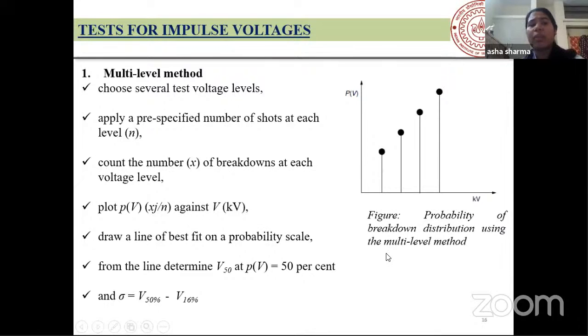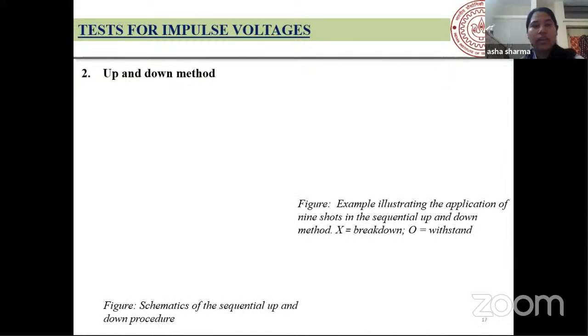So in this way, with this multi-level method, we compute the impulse voltages for the breakdown. Next, the up and down method.